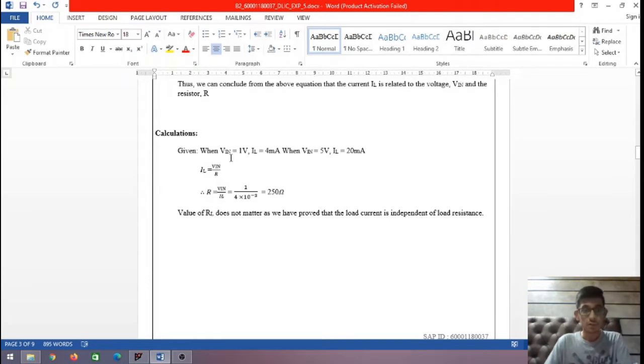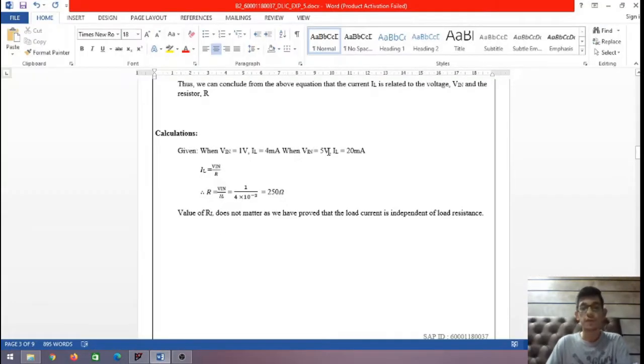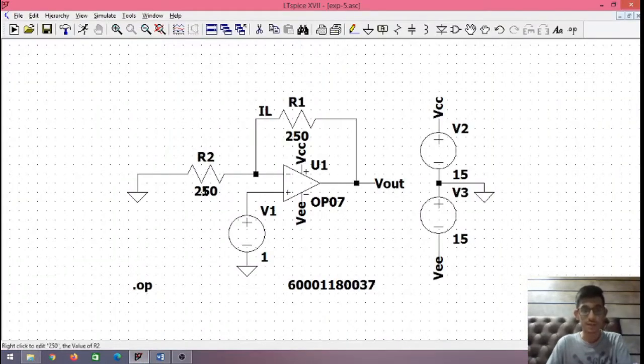In the calculations, the values which we are given are V in. For a V in of 1 volt, we should get a current of 4 milliamps in the RL, and for a V in of 5 volts, we should get 20 milliamps. So by this formula, which is for floating load and grounded load both, IL is equal to V in by R. So we get the value of R as 250 ohms.